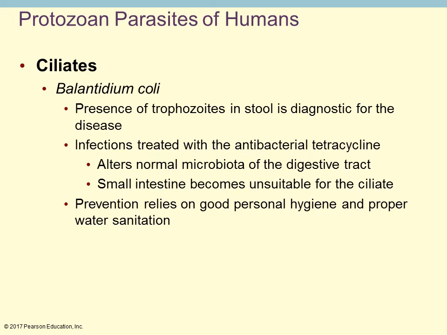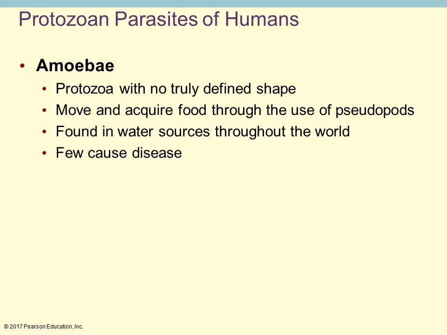So in terms of diagnostic purposes, you would look for the trophozoites in a stool sample, and you can use antibiotics such as tetracycline to help treat it. The prevention, and you're going to hear this over and over, deals with having good personal hygiene, proper water sanitation, and cooking your food properly.